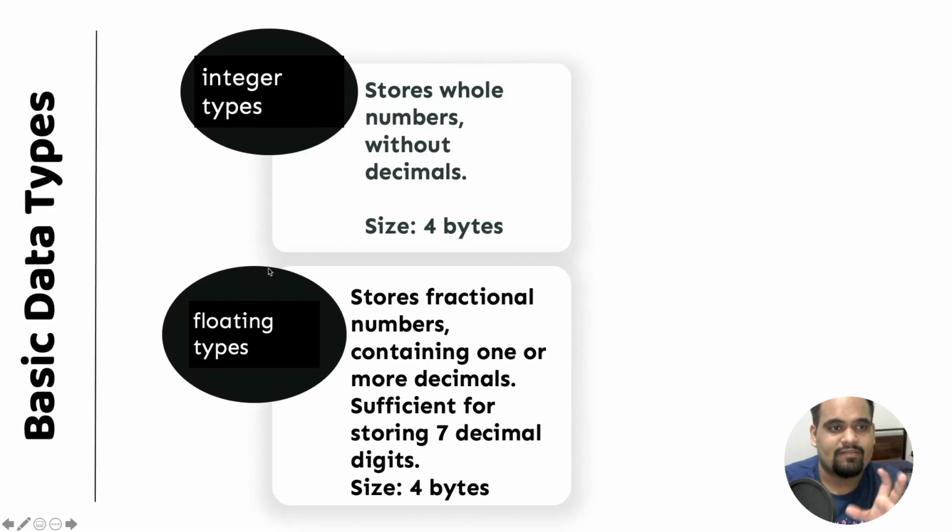Now let's understand a little bit of the basics about the data types. We just saw all the examples, so let's classify all of these as well. Integer data types store whole numbers without decimal points, and the size of it is 4 bytes. Then we have float types, which are fractions or numbers with decimal points, and they can store up to 7 decimal digits, and these are again 4 bytes only.